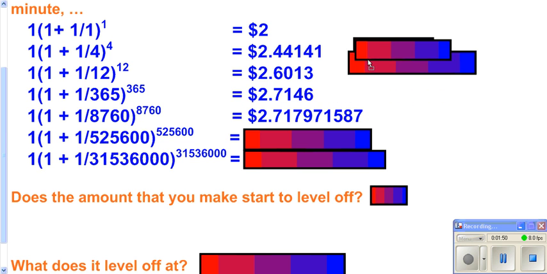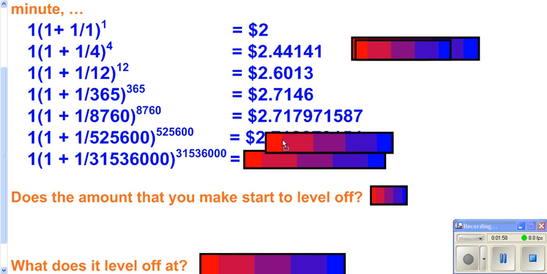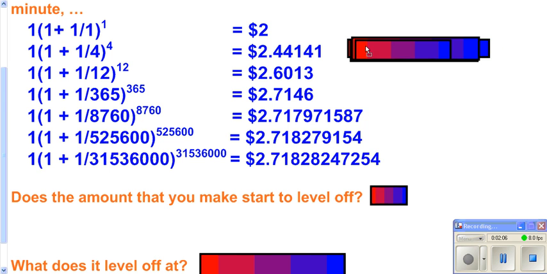Then we go to hourly. Didn't really make a whole lot of money, but we made more. So in other words, we're making more. It's always increasing, but it's not going up by quite as much. So for every second, we get this here. And you have to go out several decimal places before you notice a change from when you were looking at the minutes.